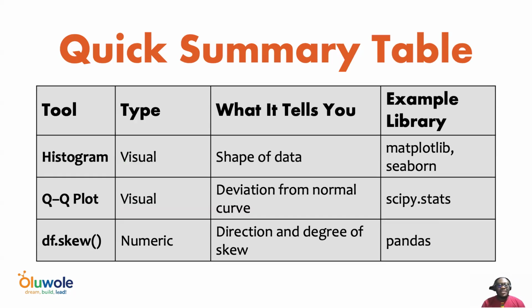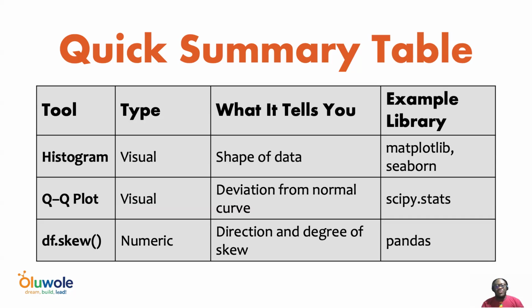So, a quick summary, which I love doing, so that every time you get to know what you are doing amongst the tools or methods you are using. What are the tools we've spoken about for handling skew? We've talked about the histogram, the quantile plot, and the df.skew function. The histogram is a visual type. It shows you the shape of your data.